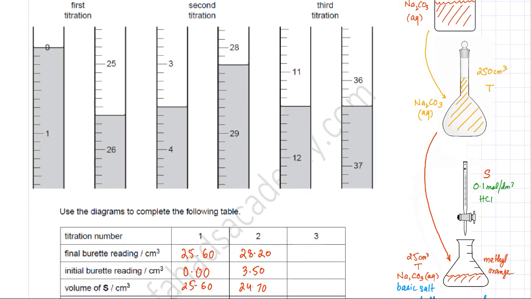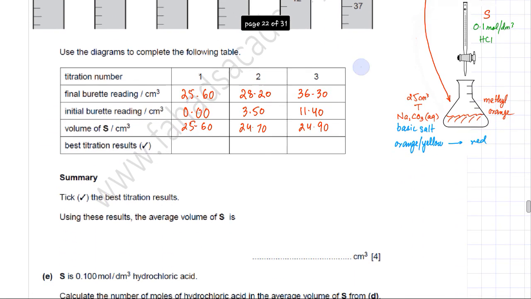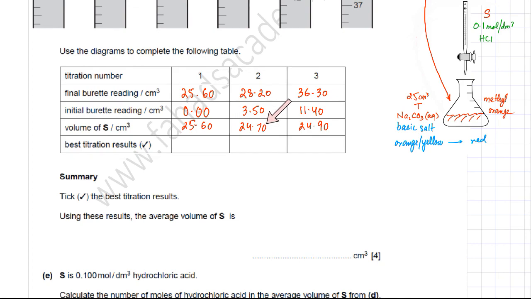Moving to the third titration, the initial burette reading is 11.40 cm cube, and the final burette reading is 36.30 cm cube. So the volume of S that's added in the third titration is going to be the difference between these two values, which comes out to be 24.90 cm cube. Now we've noted down the volumes of S that were added in each of the titrations: 25.60, 24.70 in the second, and 24.90 in the third titration.